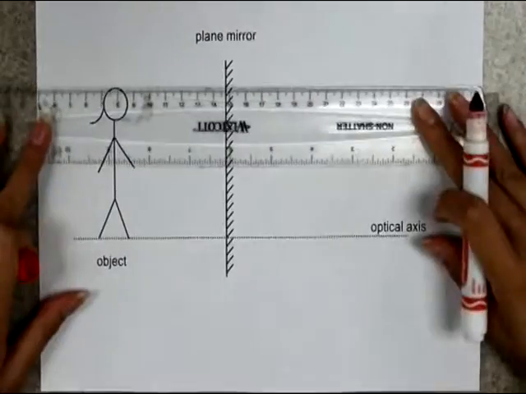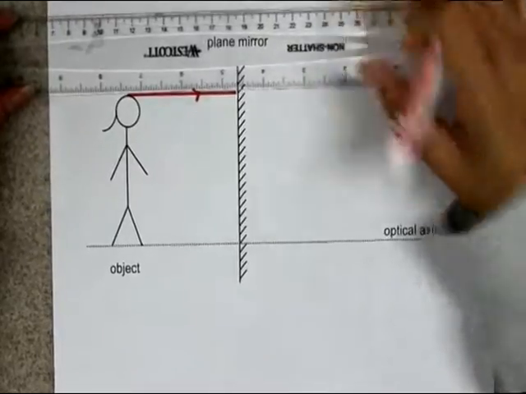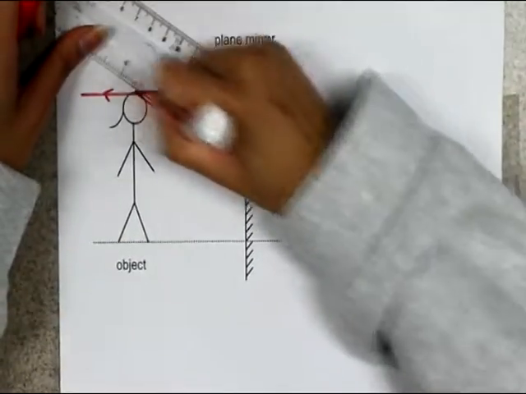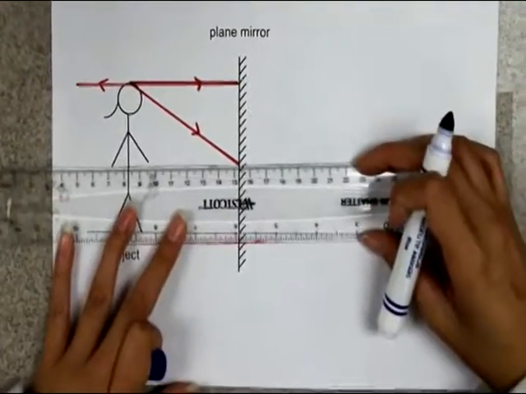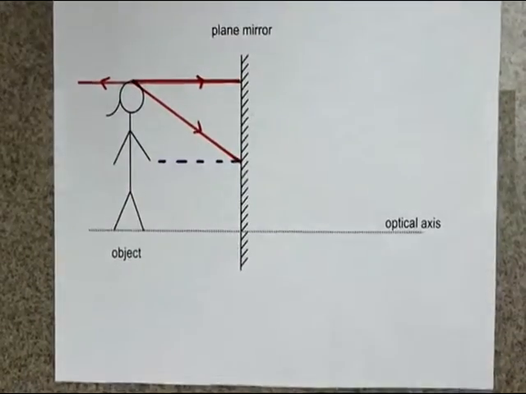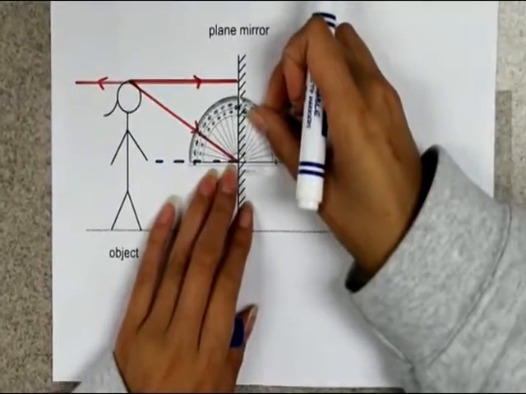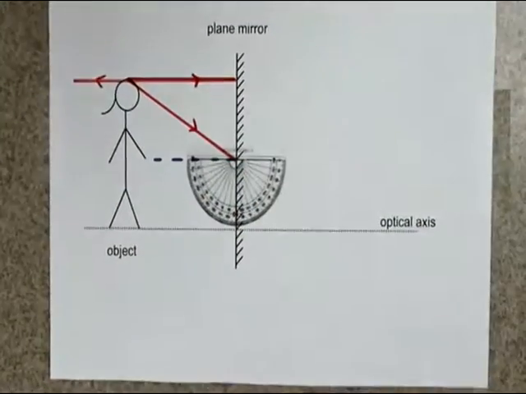For a plane mirror, light rays coming in parallel to the optical axis reflect along the same path. For light rays coming in at an angle, the law of reflection says that the angle of incidence must equal the angle of reflection. Where the incident light ray strikes the mirror, we draw a normal line perpendicular to the mirror. We use this line as a reference to measure these angles.